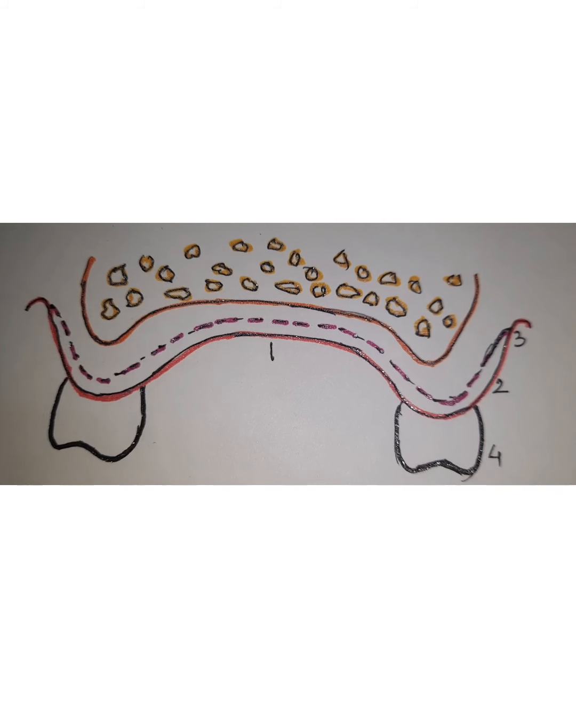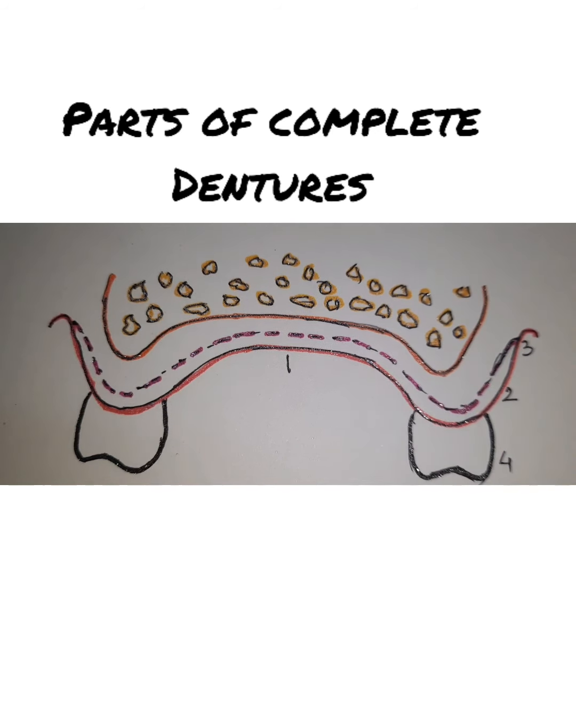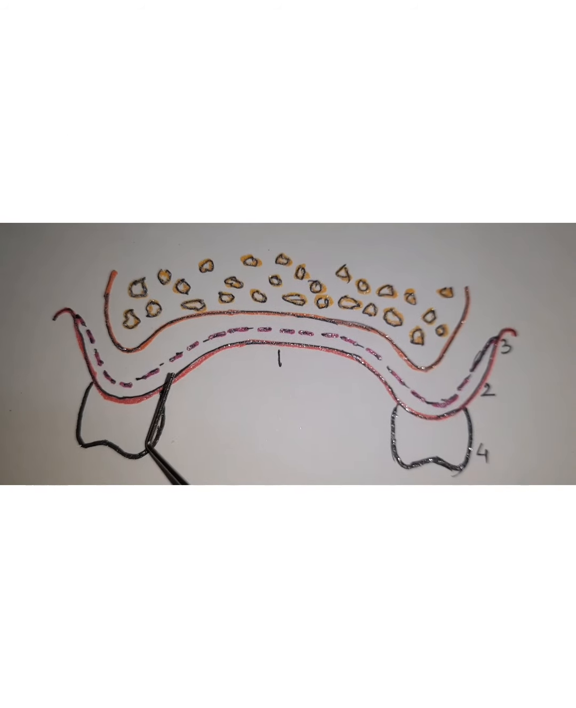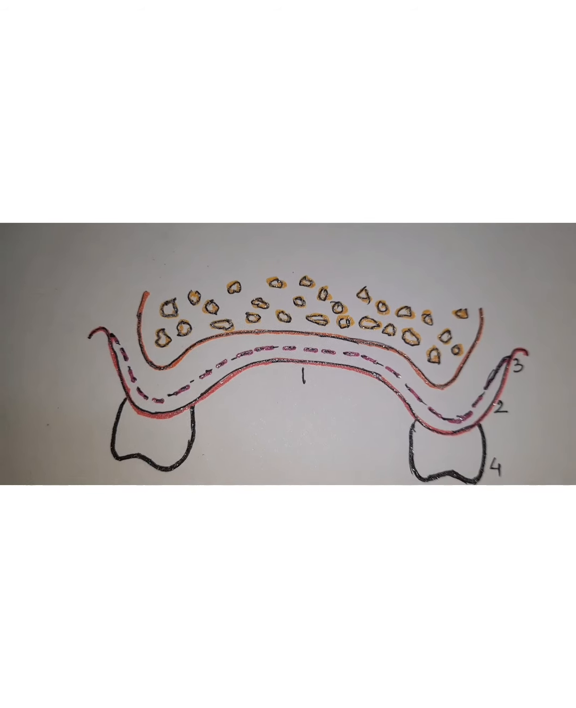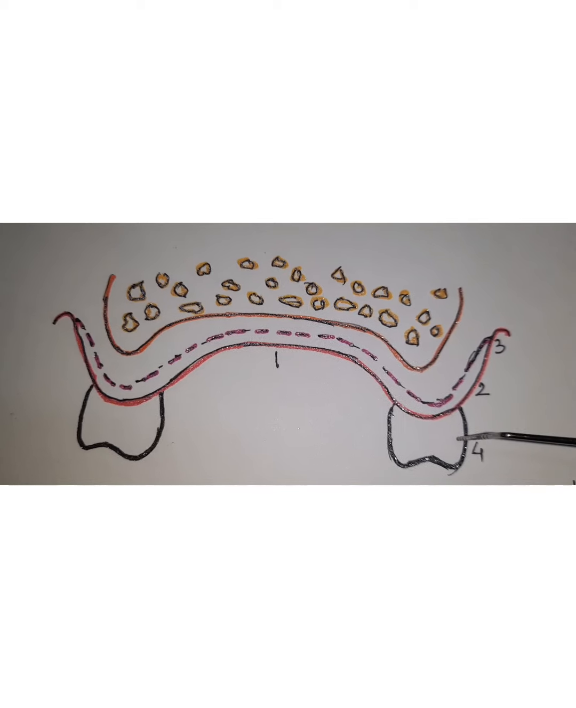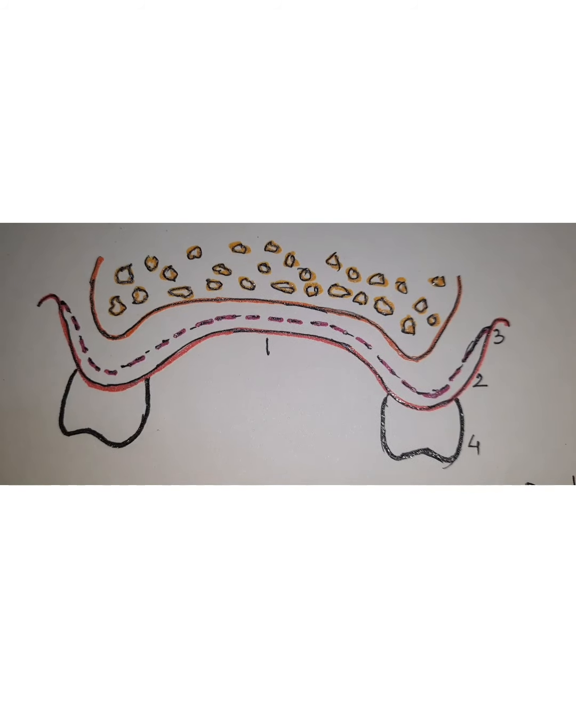Next is the parts of complete dentures. Now there are essentially 4 parts of a complete denture. You have the denture base, which you can see here. This is the denture base. You have the denture flange, which is here. You have the denture borders and the denture teeth. Let us see each of them one by one.